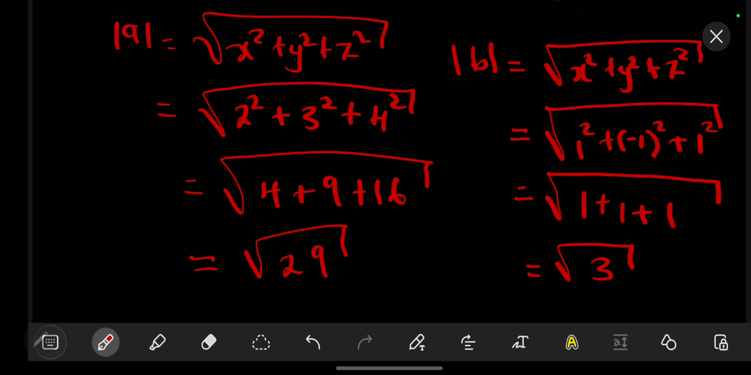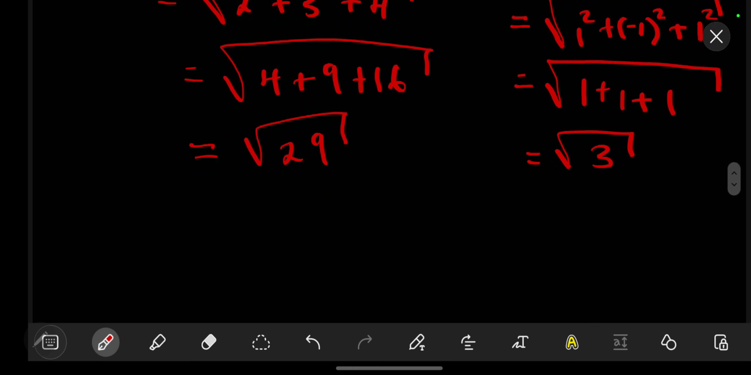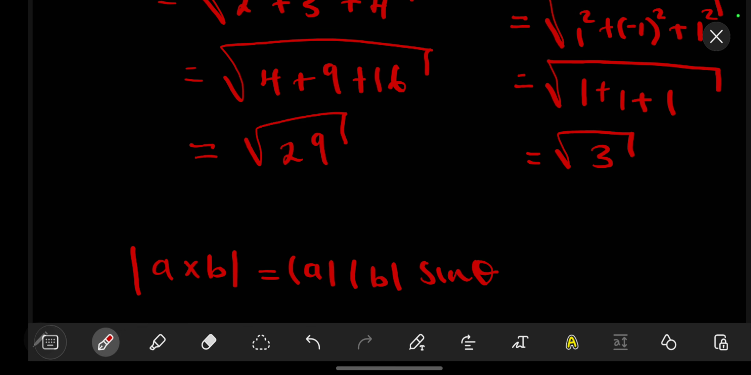After doing this, we can now find the sine, since they have given us the sine of the angle between these vectors. So we can say the magnitude of A cross B should be equal to the magnitude of A times the magnitude of B times the sine of theta.